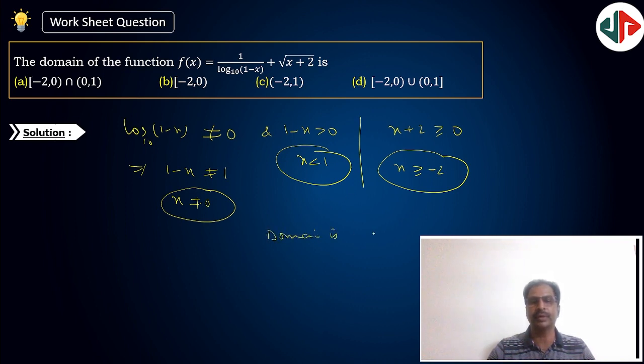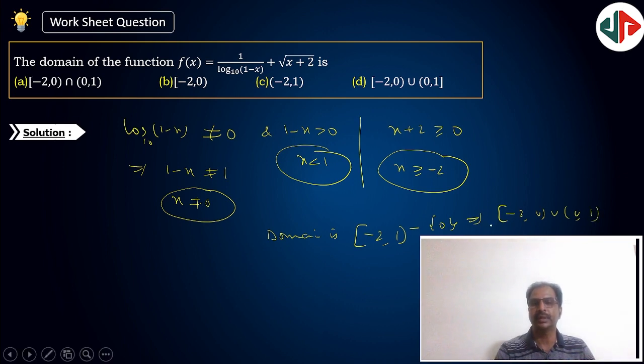So less than 1 and greater than or equal to minus 2 means what is the domain? Between minus 2 to 1, minus 2 is included, 1 is excluded, minus 0, which is the same as minus 2 to 0 union 0 to 1. Option D is correct.